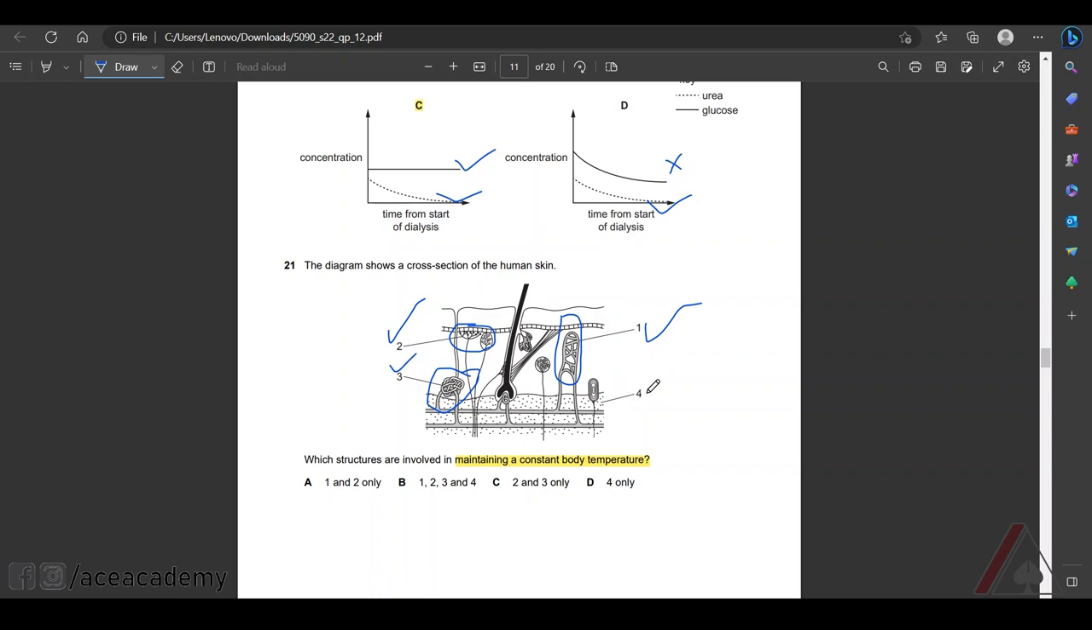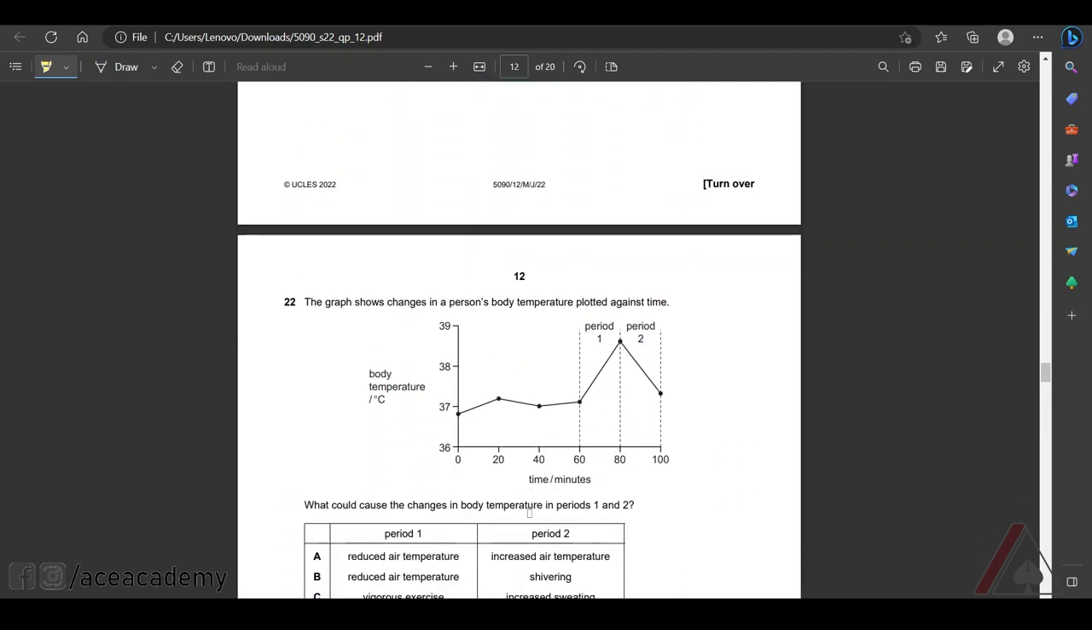Structure 4. Yeah, this is the subcutaneous tissue which contains fats which actually help with insulation. So yeah, they prevent heat loss. They're also involved in maintaining a constant body temperature. All the structures here, 1, 2, 3, and 4, they should be part of our answer. Hence, our answer is B because it's the only one that has all the options. Moving on to number 22.